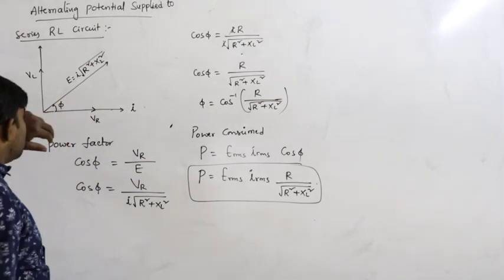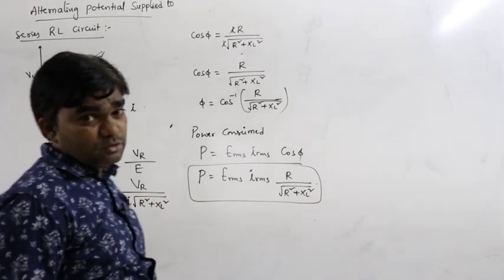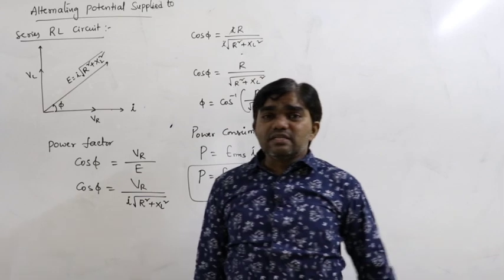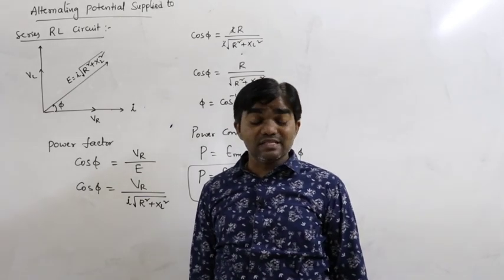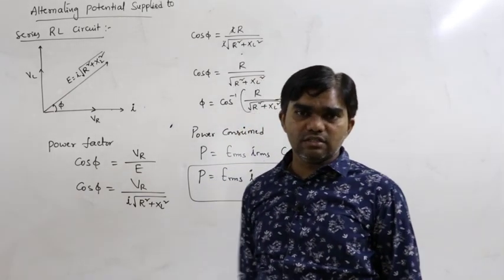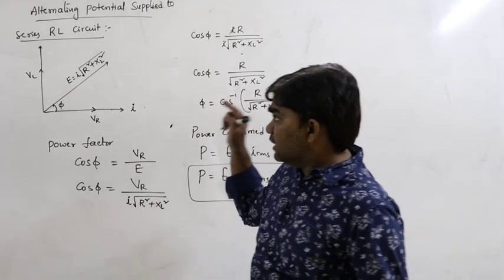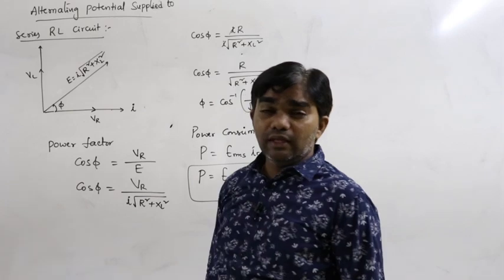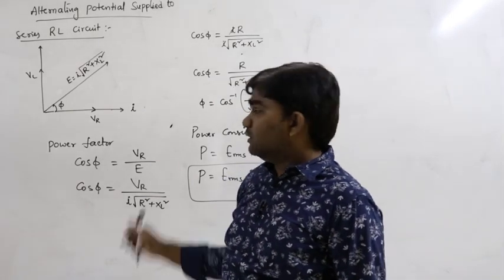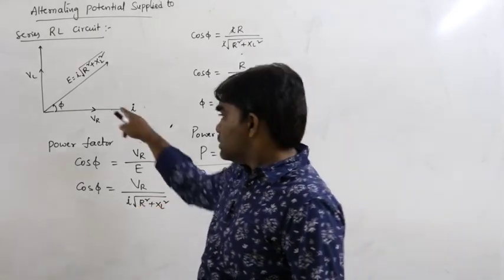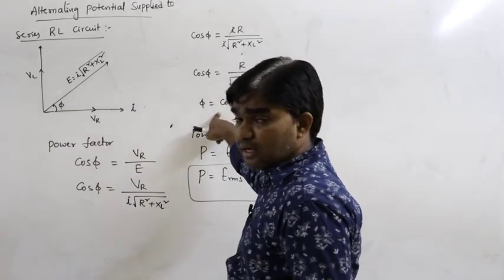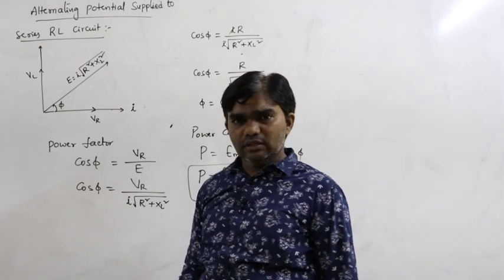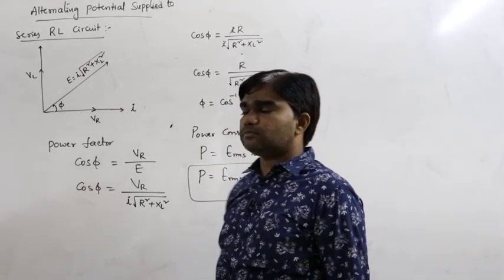So this is about series LR circuit. If the resistor and inductor are connected in series, what happens? Definitely in this situation, EMF leads by an angle phi than current. What is that phi? We can calculate it as phi is equal to tan inverse XL by R. We can use either of these two.